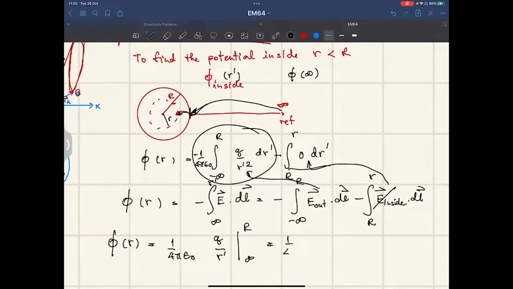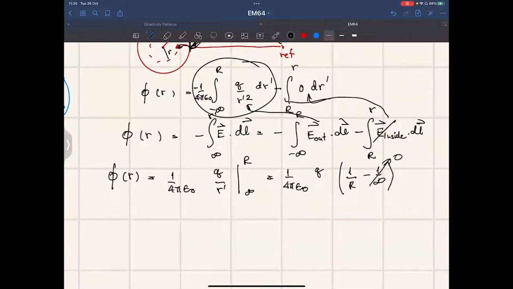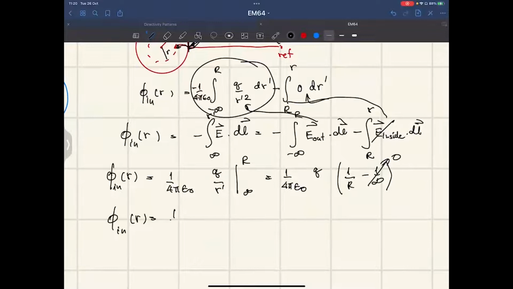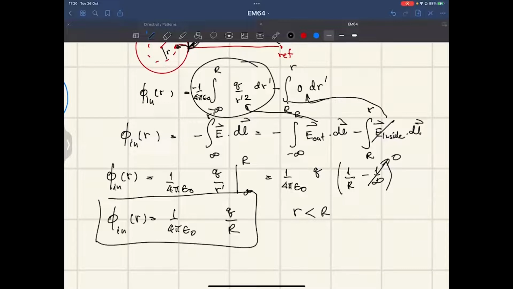And we have 1/4 pi epsilon naught q times (1/R minus 1/infinity), and this one is 0. So phi outside, no, not outside, sorry, it's inside, is equal to 1/4 pi epsilon naught q divided by R here, where r must be less than R. This is what happens inside. Any questions?